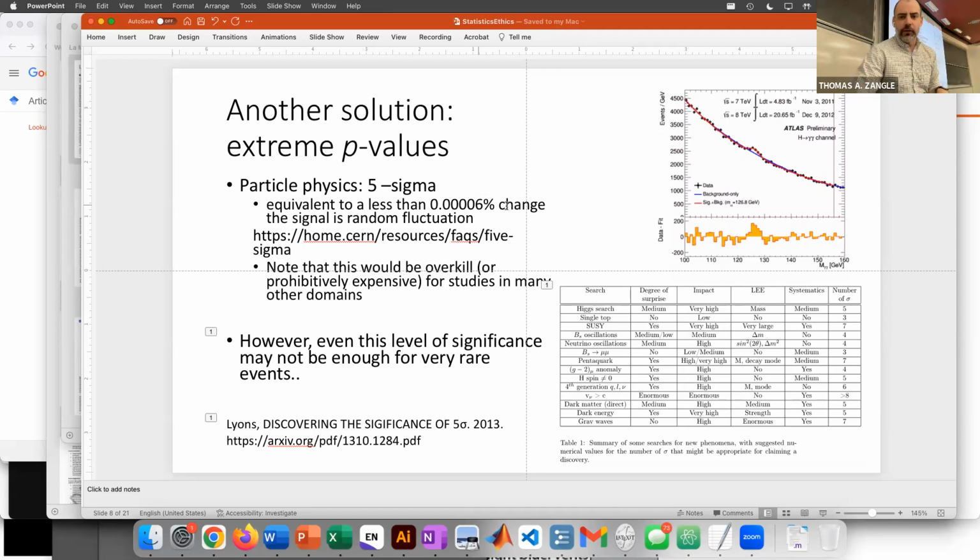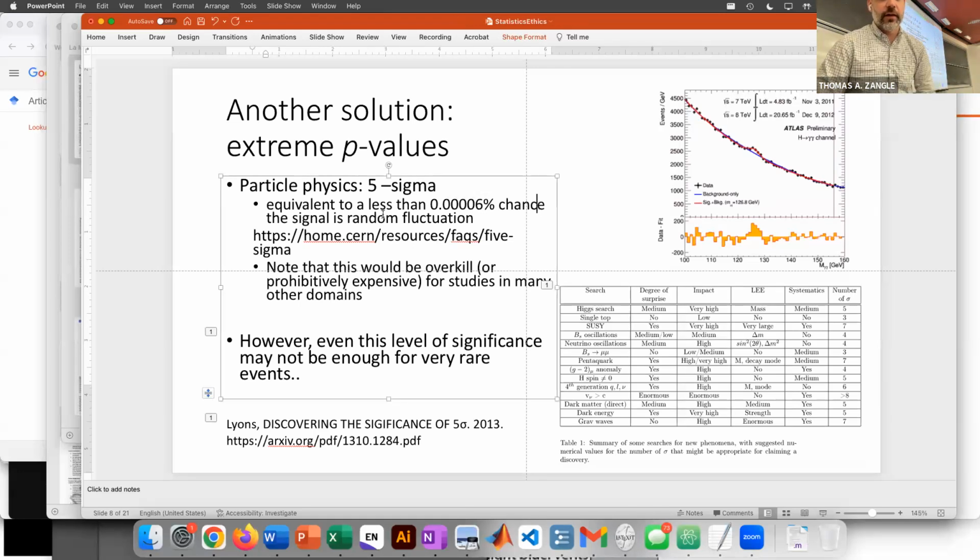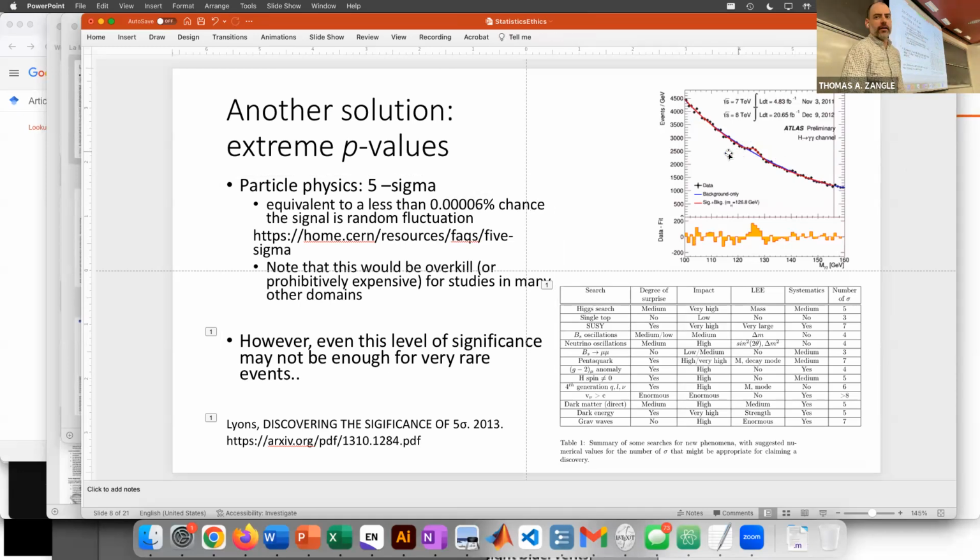So, indicating what is the percent chance that the signal is random fluctuation. This is okay when we're doing particle physics. We have a reactor, or a system, that's running online continuously for years, generating data.